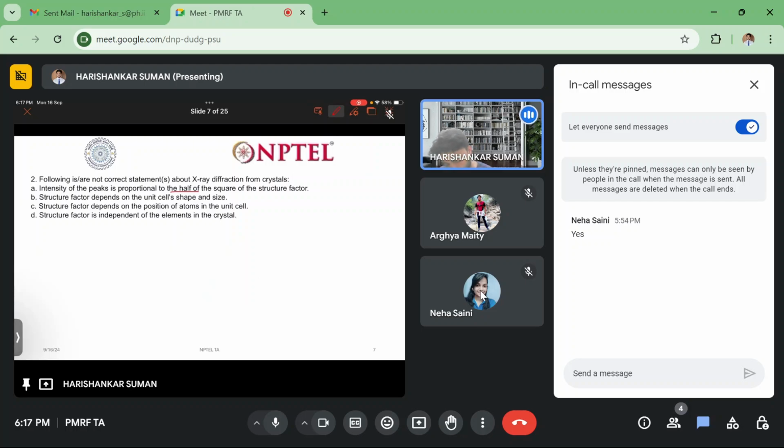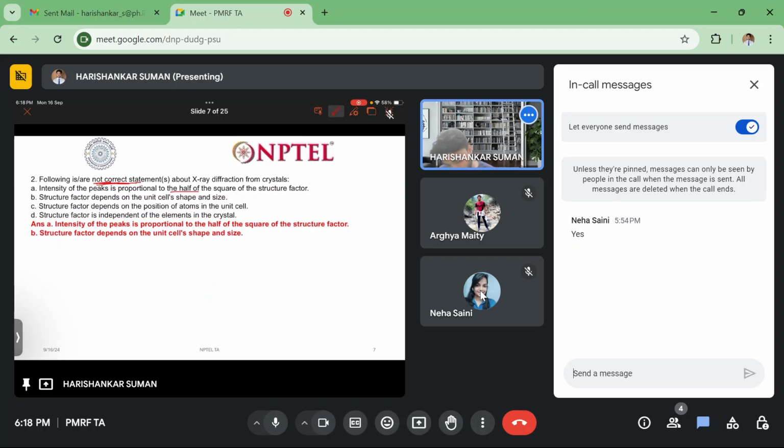The structure factor will depend on the unit cell shape and size. Structure factor will depend on the position of the atom in the unit cell. Structure factor depends on the element in the crystal. So these are the options. Intensity, this is not a correct statement. Okay, choose the not correct statement.